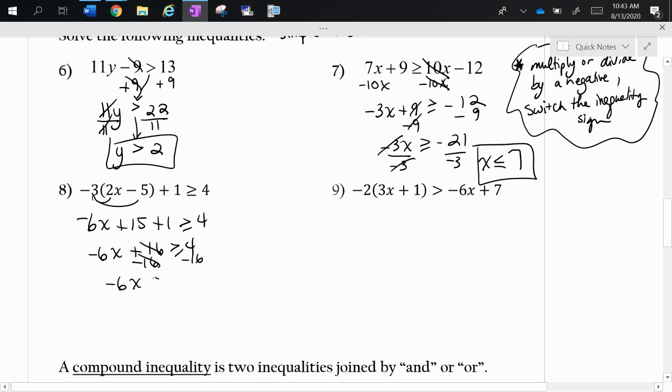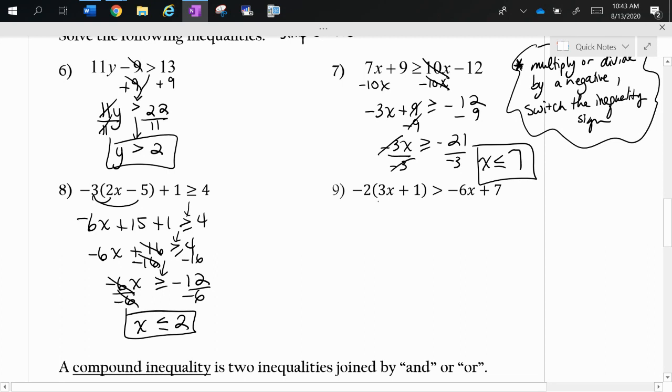Negative 6x is greater than or equal to 4 minus 16 would be negative 12. And once again, I'm dividing both sides of this inequality by a negative number. So when I bring down my inequality sign, notice I'm bringing down the greater than or equal to every time. But since I'm dividing both sides of this inequality by a negative number now, I'm going to switch the greater than or equal to to less than or equal to. And negative 12 divided by negative 6 is positive 2.